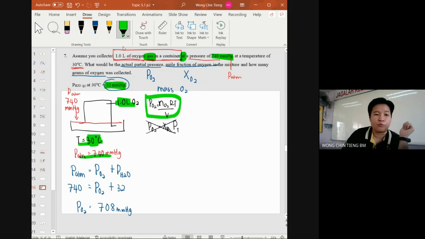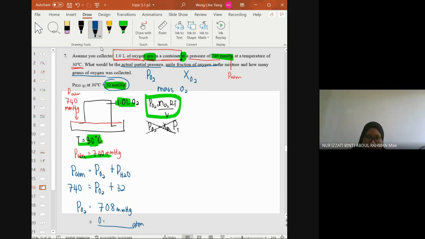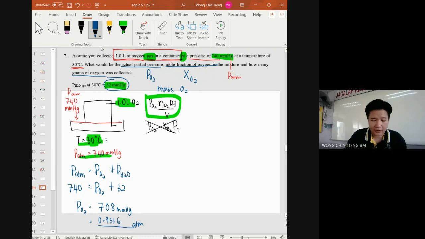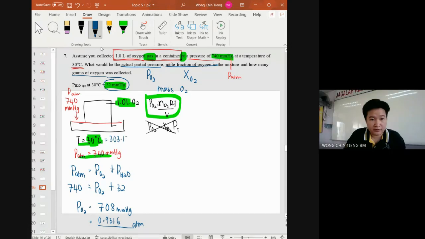Okay? So, in the PV equals to nRT, the partial pressure of oxygen gas is the one that you already have, but you have it in millimeter mercury, so kamu kena tukar kepada ATM. 708 millimeter mercury. Can I have it in ATM, please? Berapa? 0.9316. Thank you. 30 degrees Celsius. Can I have it in Kelvin? 303.15. Thank you. That is your Kelvin.